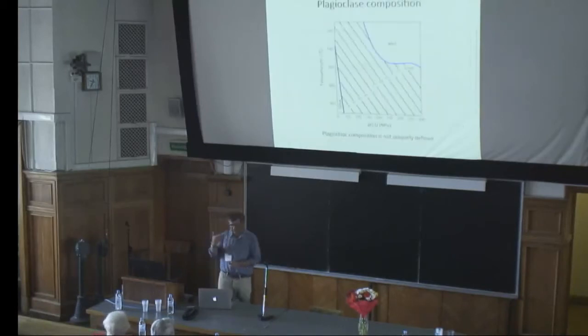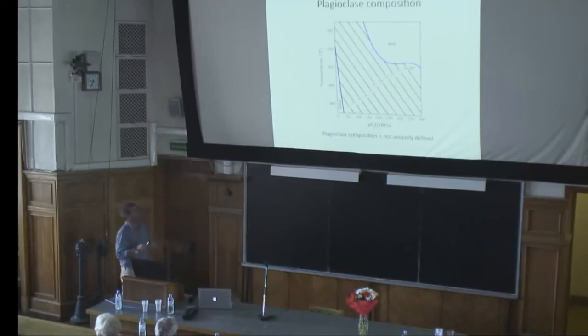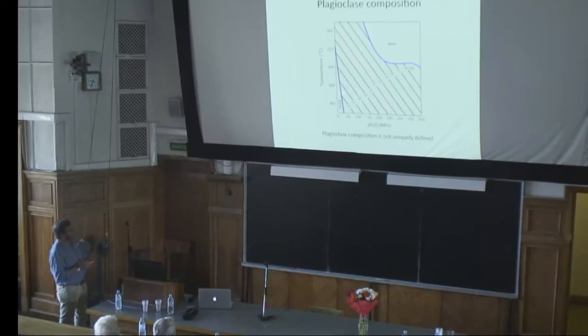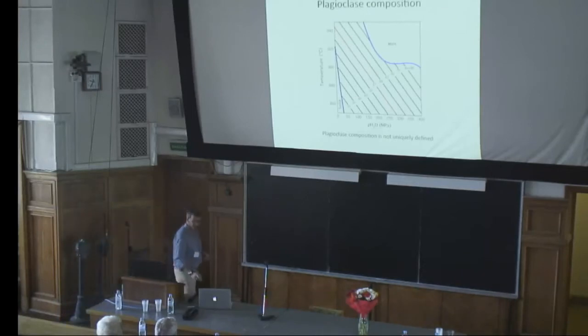Okay, so in principle then, we could just take a parameterization of plagioclase composition in pressure-temperature space. These are lines of anorthite 30, 35 and so on. That's the liquidus and that's the solidus. And we can say, right, we've got a zoned crystal. How do we move across PT space? Well, you can see straight away there's an ambiguity.